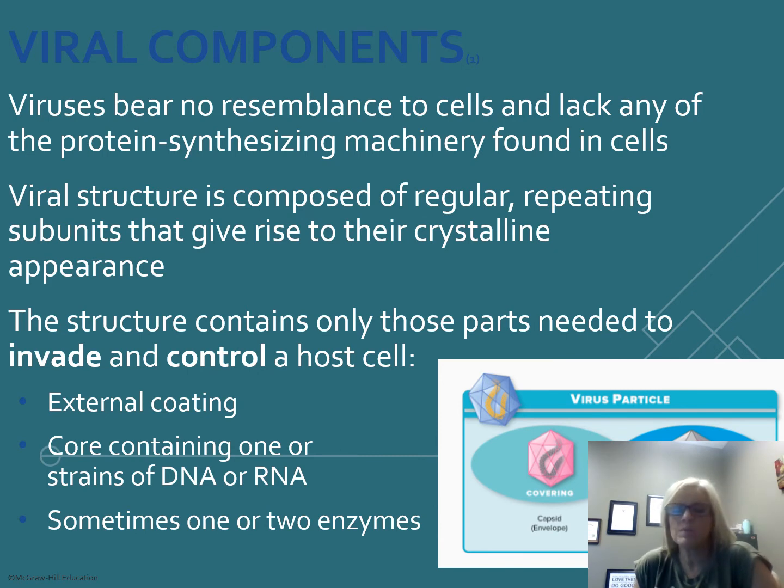So viruses don't really resemble other cells. They're very different. They cannot make proteins. They just don't have the machinery present in order to do that. Their outer surface is composed of repeating subunits. Their organization is fairly simple and compact. They just don't have all the extra materials to perform the functions because they hijack the host's cell to do those particular things. So they only contain the parts that are needed to invade and control a host cell, plus their DNA or RNA. These include an external coating, a core with that DNA or RNA, and sometimes an occasional enzyme or two.